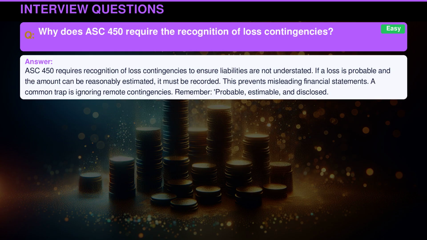ASC 450 requires recognition of loss contingencies to ensure liabilities are not understated. If a loss is probable and the amount can be reasonably estimated, it must be recorded. This prevents misleading financial statements. A common trap is ignoring remote contingencies. Remember, probable, estimable, and disclosed.